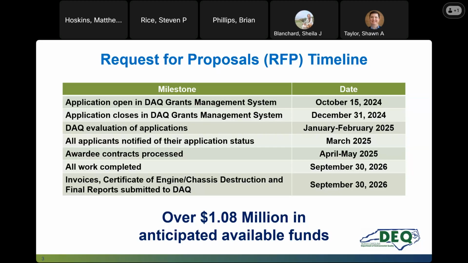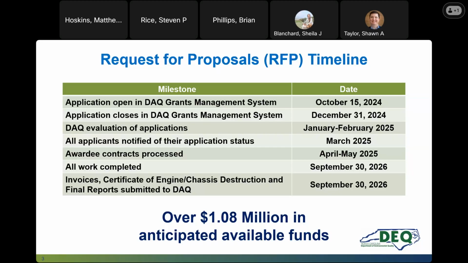And then for all of the projects that are funded under this RFP, all work should be completed by September 30th, 2026. So about a year out from when contracts are processed. And that would include submitting all invoices for reimbursement, your certificate of destruction, and final reports. All that should be submitted to us in the GMS by September 30th, 2026.